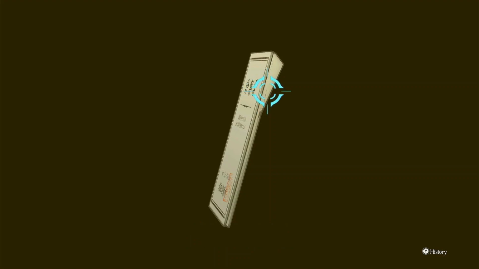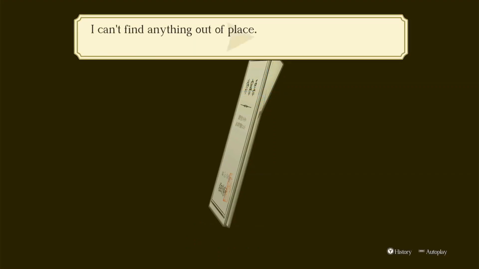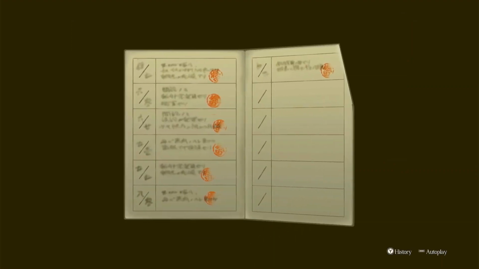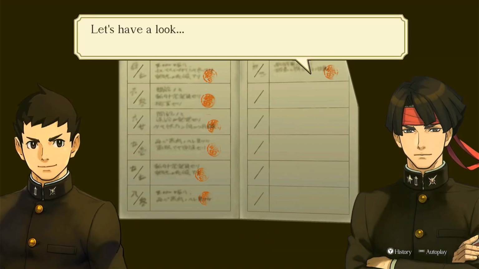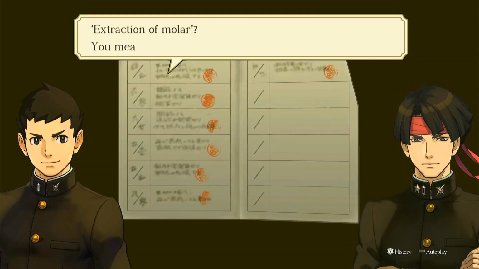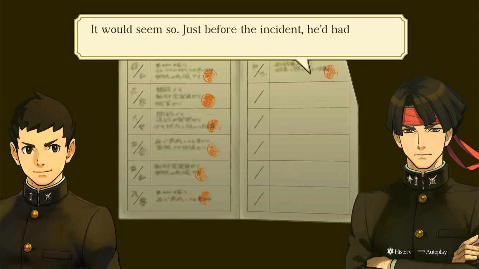Okay. Let's open this. Oh, we gotta click this to open it up. Okay, that makes sense. Ooh, stamped dates, I see. Let's have a look. This is some kind of medical history. Ah, and there's an entry for the date the professor was killed. Extraction of molar with topical anesthesia. Extraction of molar? You mean he had a tooth taken out? It would seem so. Just before the incident, he'd had a bad tooth removed.